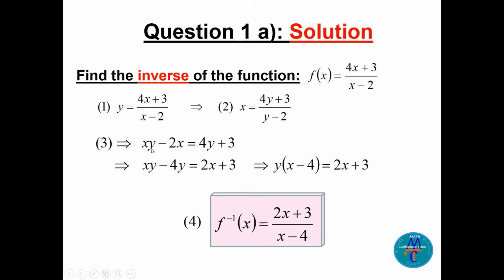Move all the terms that have y to one side, everything else to the other side. Take y as a common factor, so y times x minus 4 inside the bracket is equal to 2x plus 3. Let's divide by x minus 4, so we will get y equals 2x plus 3 divided by x minus 4, which will be exactly the inverse function.